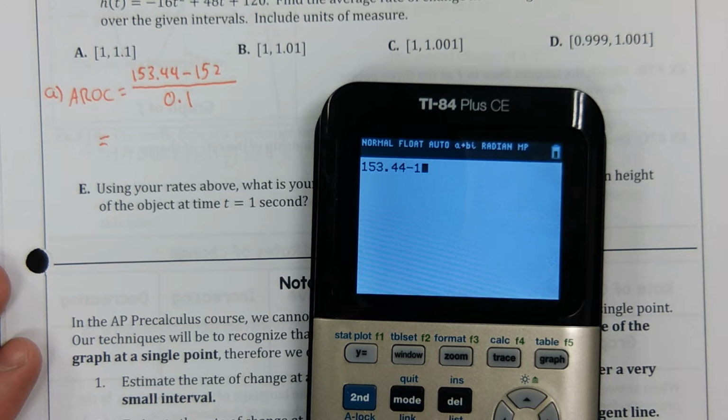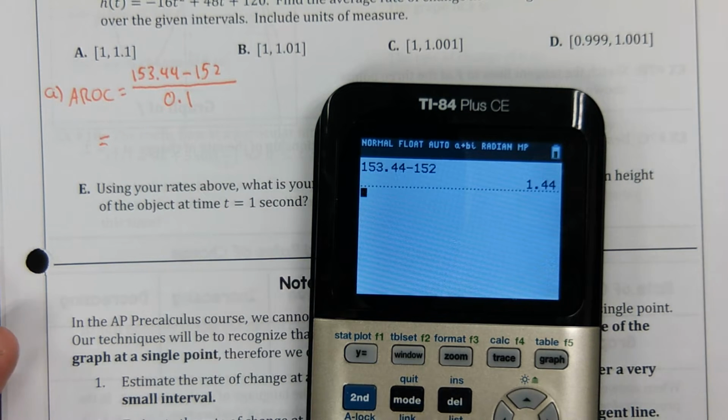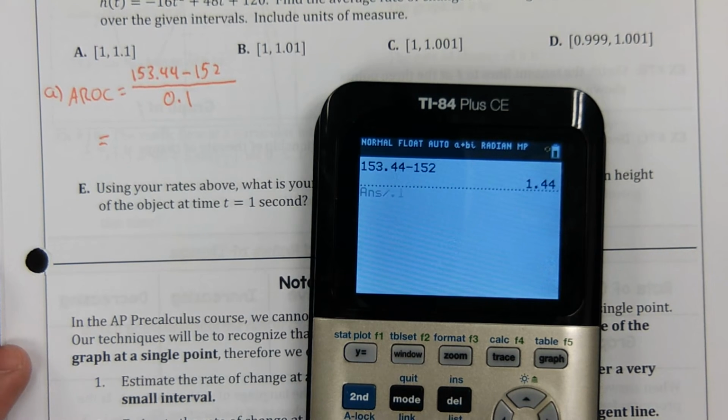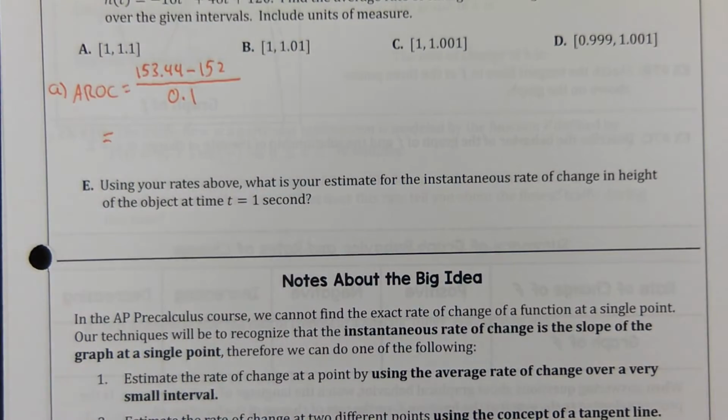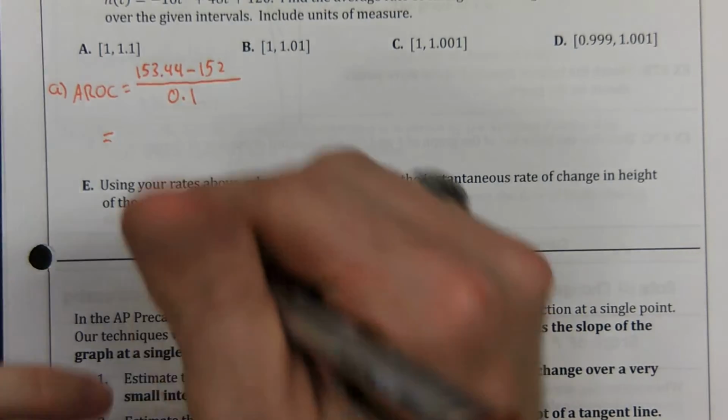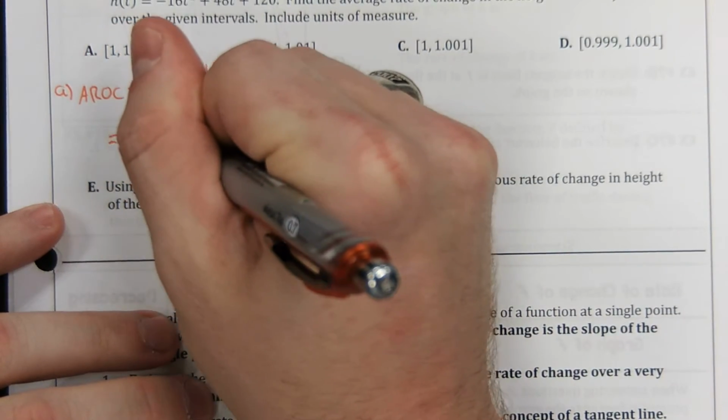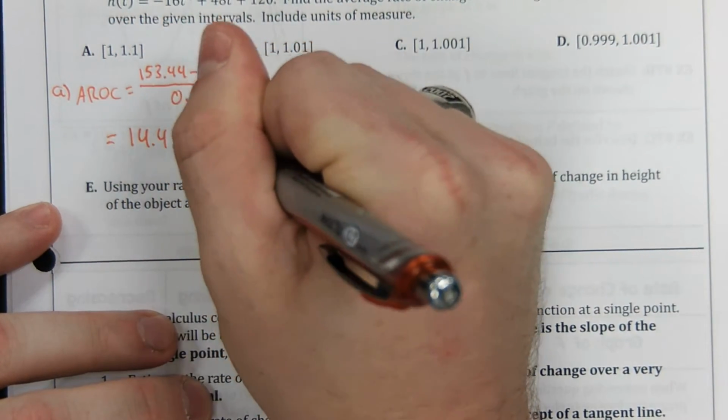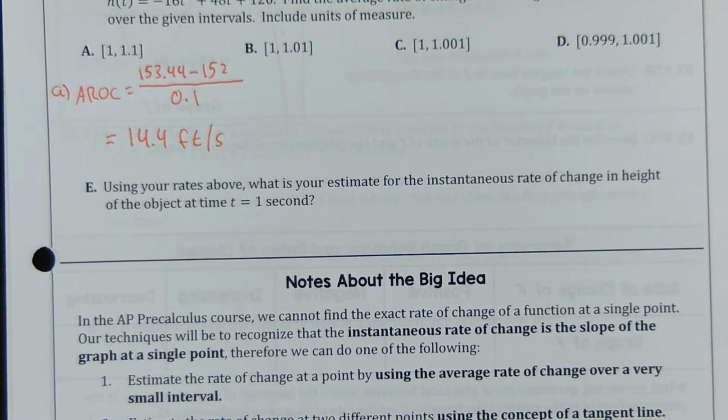153.44 minus 152, divided by 0.1, is 14.4. We need units. This is feet per second. There you go, feet per second.